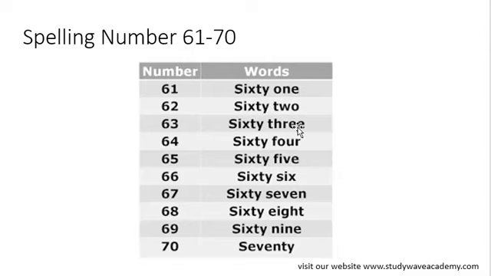Okay? The next number we have is 64. And how do we spell 64? Good! 60 and 4 together. So let's spell 60 and 4 together. Let's go. S-I-X-T-Y-F-O-U-R, 64. We spell 60 and 4 together. Okay? Good.